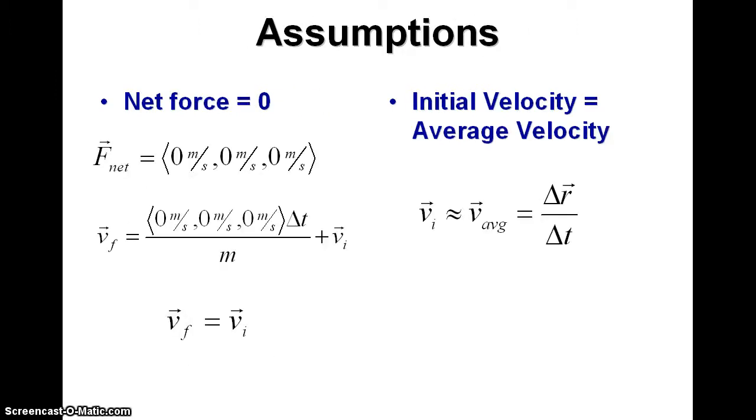Next, I will discuss the assumptions I have made in this observation and in my model. The first assumption is that the net force is equal to 0. By setting the net force to 0, we eliminate the first term on the right side of the equation, leaving us with final velocity is equal to initial velocity, which is the definition of constant velocity. The second assumption I have made is that the initial velocity is equal to the average velocity near the beginning of my observation.